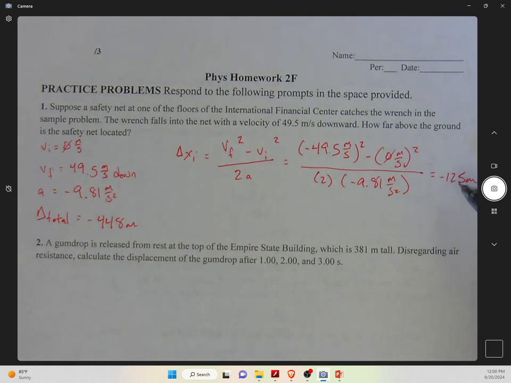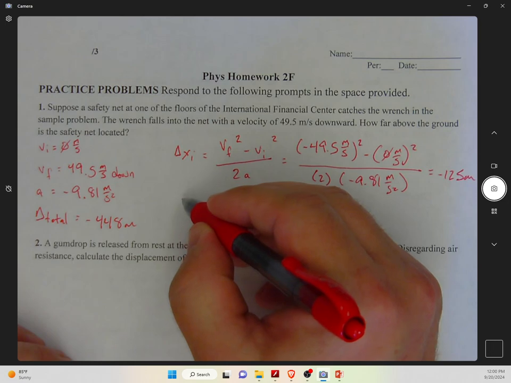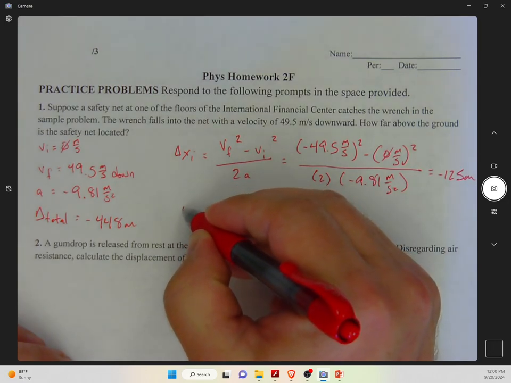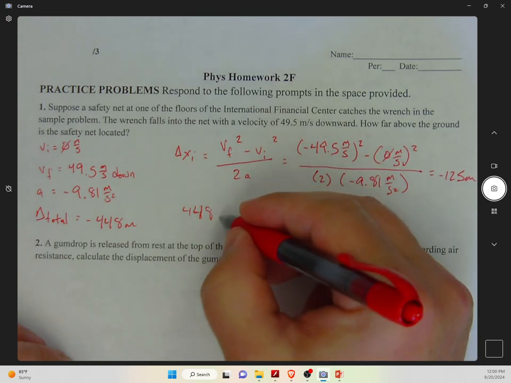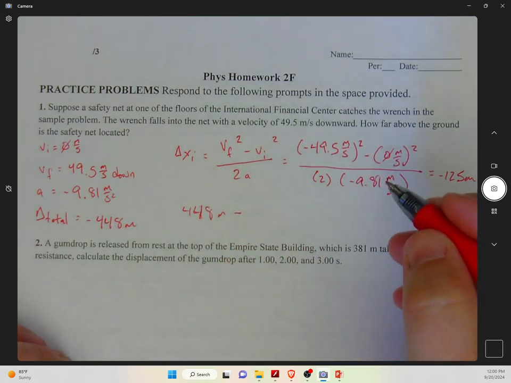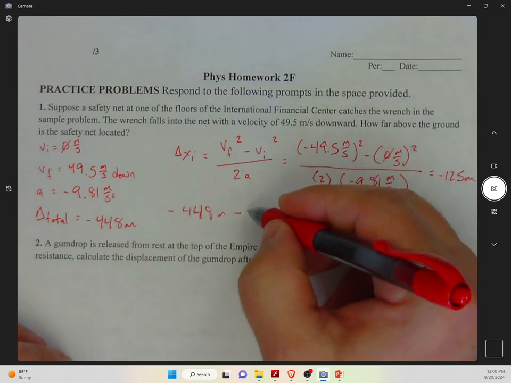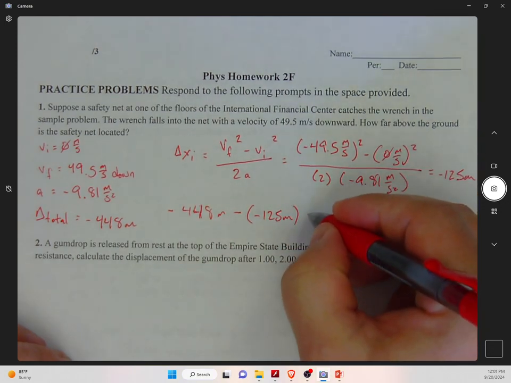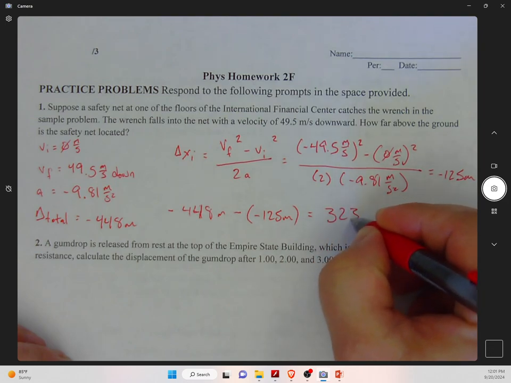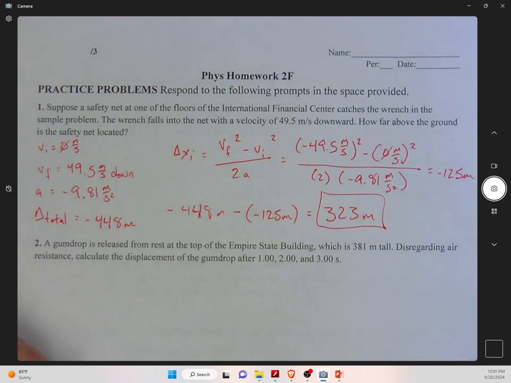So the wrench has traveled 125 meters, okay, but that's from the top of the building down. I want to know how far from the ground up the safety net is, so I'm going to do 448 meters minus that. If I want to get super exact with it, represent it that way, and that turns out to be 323 meters above the ground.